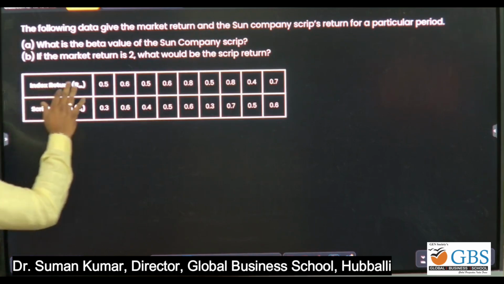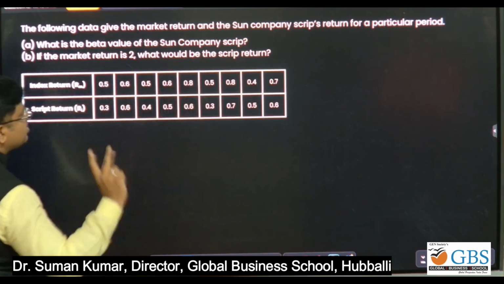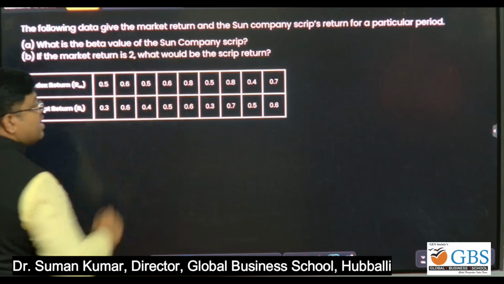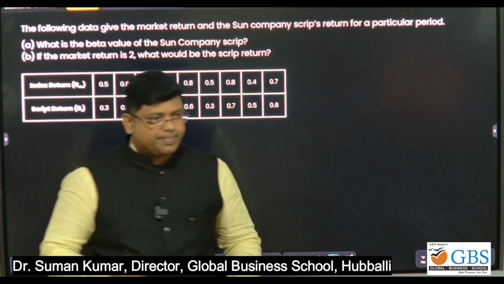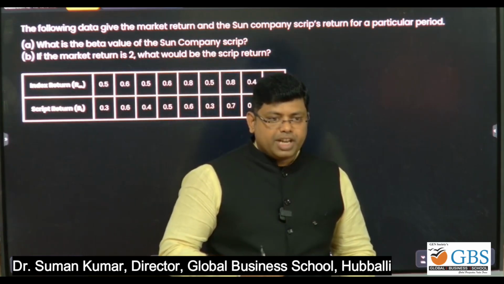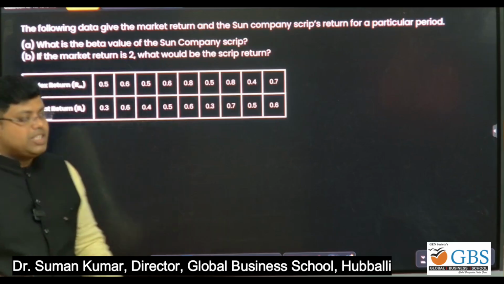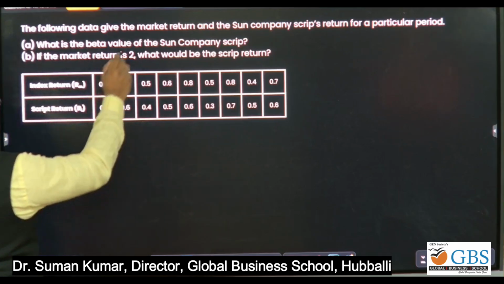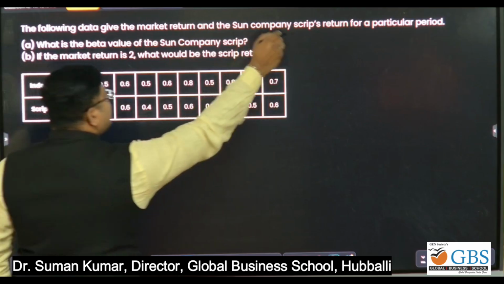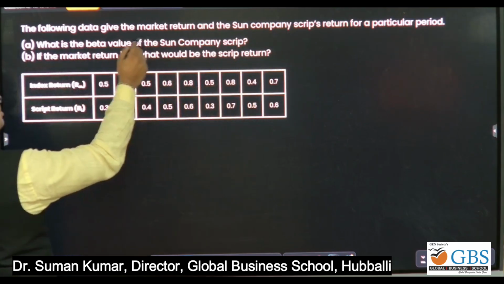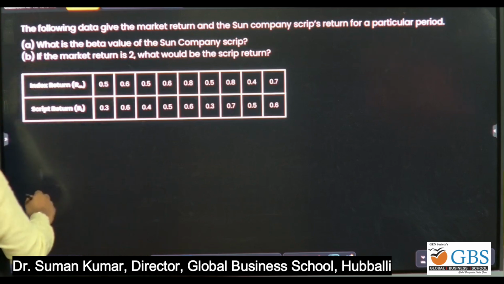The following data gives the market return and the Sun company script return. So there are two things in this. One is market return. We know something called systematic and unsystematic risk, which is measurable, and the market risk is called a systematic risk, right? We can measure it. So market return and Sun company script returns are given, the individual company script is given, and also the market returns are given for a particular period, right?